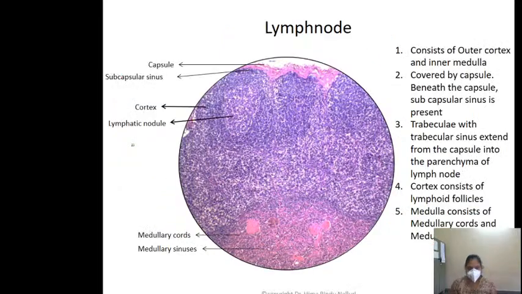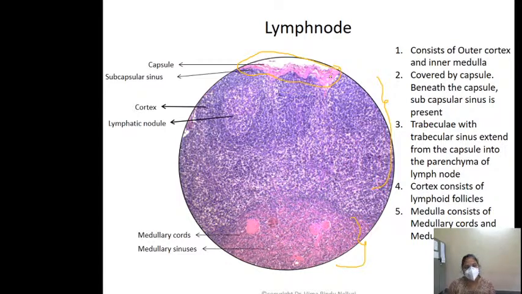Clear? Now, let's see the lymph node slide. This is the photograph of your examination slide. The lymph node has the cortex and medulla. So this is the cortex and this is the medulla, right? How to identify the lymph node slide? It has a capsule. This is the capsule of the lymph node.